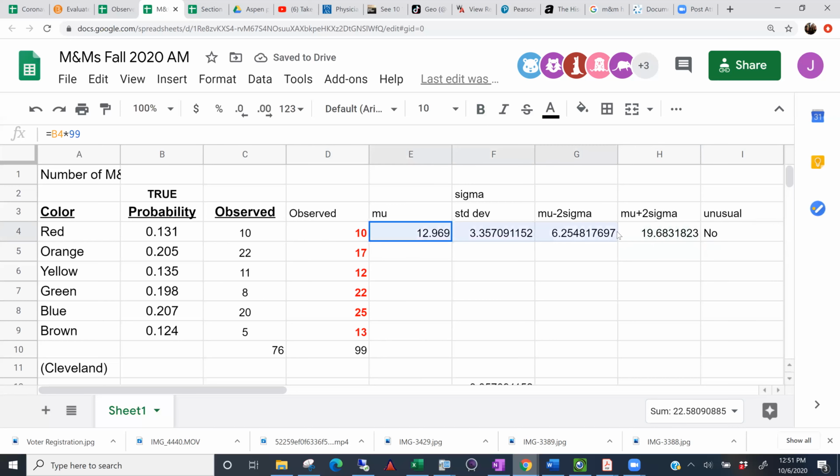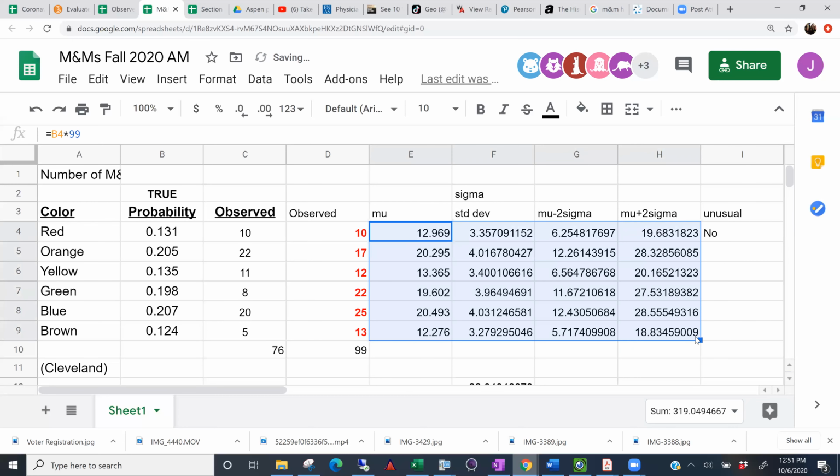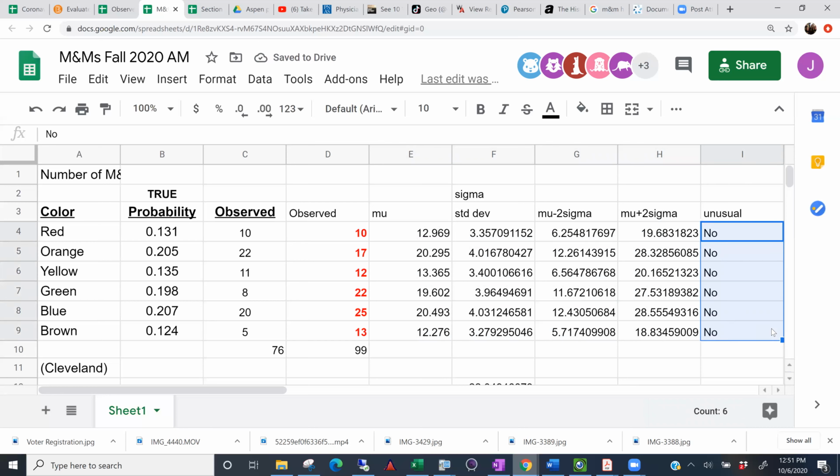Now the cool thing is I can repeat this calculation by dragging. Let me drag it all the way down. And unfortunately, at least for the sake of entertainment in this class, I didn't observe any unusual events. The counts that I got, no big deal. Nothing unusual. I'm doing this for the red data, just this part right here. But again, usual or unusual is going to be based on whether you're inside or outside the range rule of thumb, 2 standard deviations.